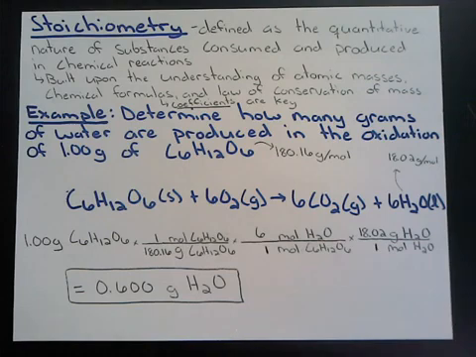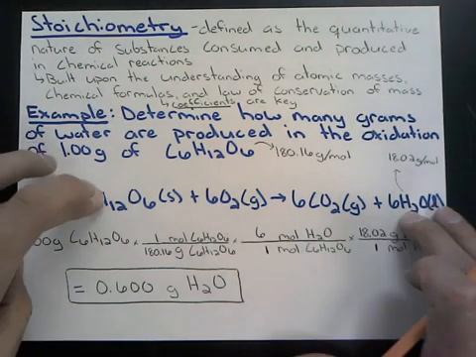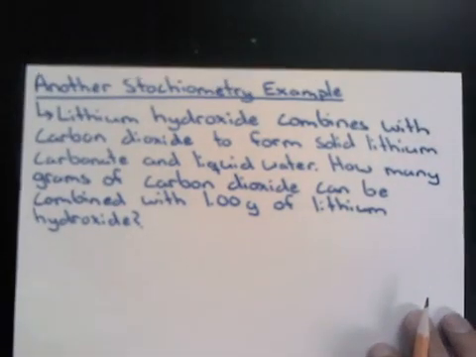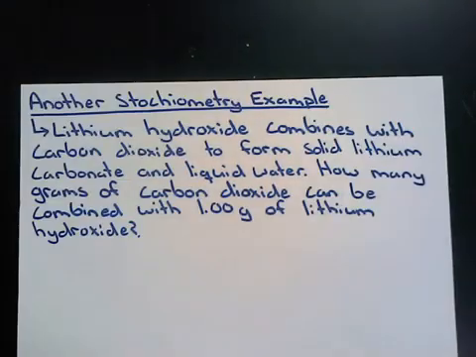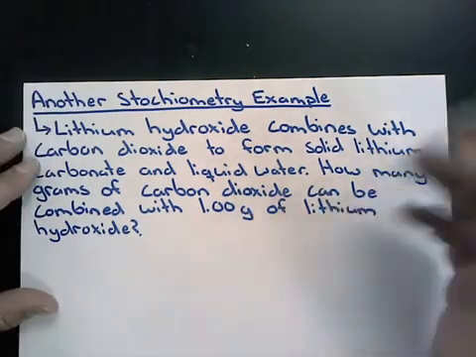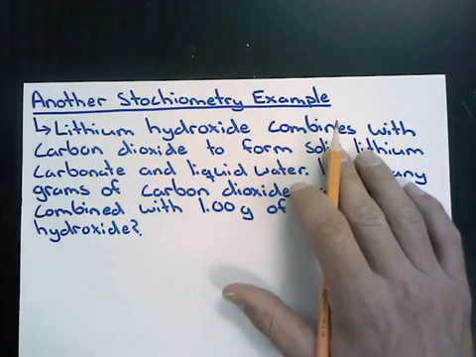So let's go over one more problem that deals with going start to finish, from actually doing the balanced equation to performing this calculation. So we go here to our other stoichiometry problem. Lithium hydroxide combines with carbon dioxide to form solid lithium carbonate and liquid water. We want to know how many grams of carbon dioxide can be combined with 1 gram of lithium hydroxide. So what we start out with is our balanced chemical equation. If you don't have that, then you might as well not even try the problem.